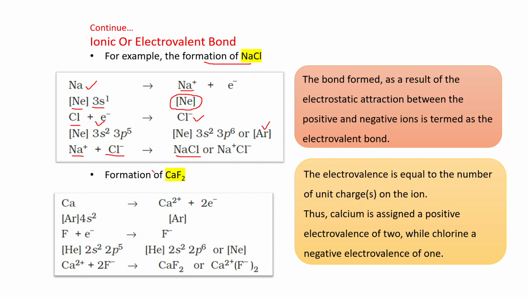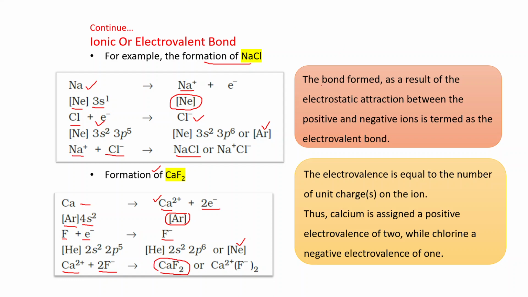Another example is the formation of calcium fluoride. Calcium, with electronic configuration [Ar] 4s2, loses 2 electrons and converts into Ca2+ ion, and this Ca2+ ion has an electronic configuration similar to noble gas argon. Fluorine gains 1 electron and converts into F- ion, and again this fluoride ion has an electronic configuration similar to neon. Ca2+ and 2F- attract and form the CaF2 ionic compound, calcium fluoride.